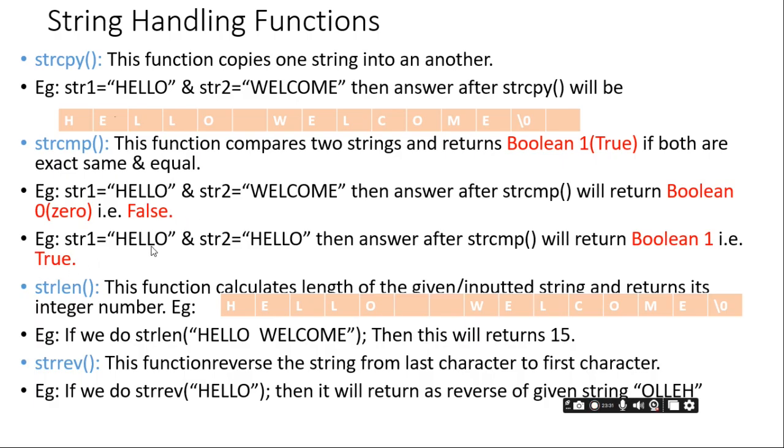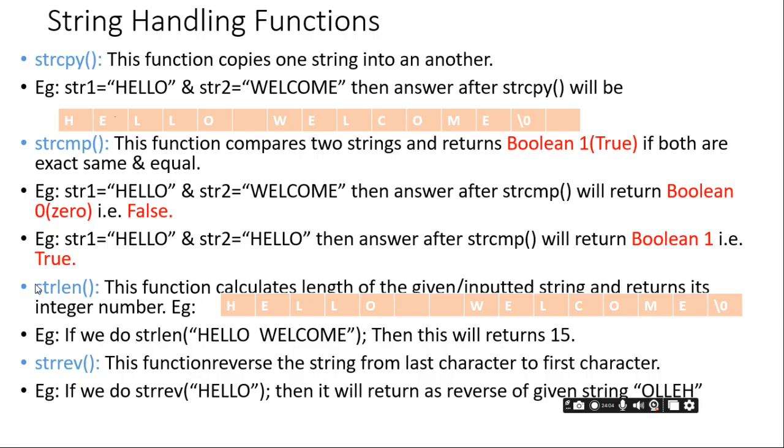And if str1 is hello and str2 is also hello, then after the use of strcmp, this function will return boolean 1, that is the boolean true value. It means both strings are equal, exact and of the same length, because it compares letter by letter within the string. So character by character it compares both strings and returns its boolean true or false value.